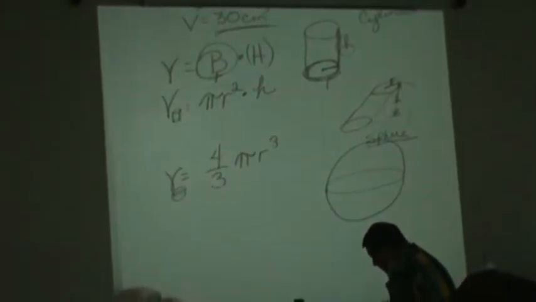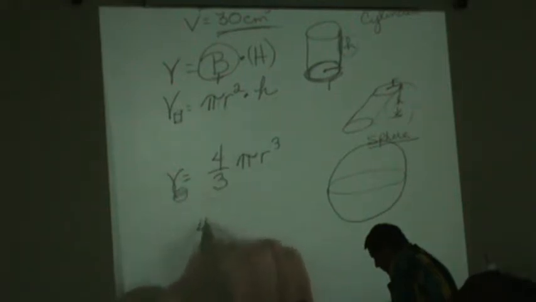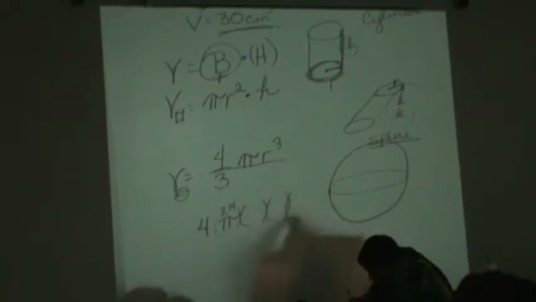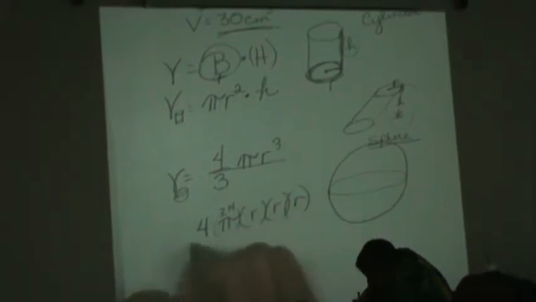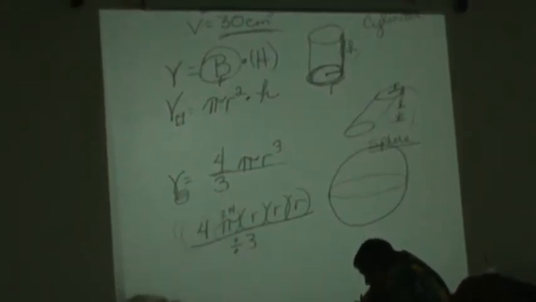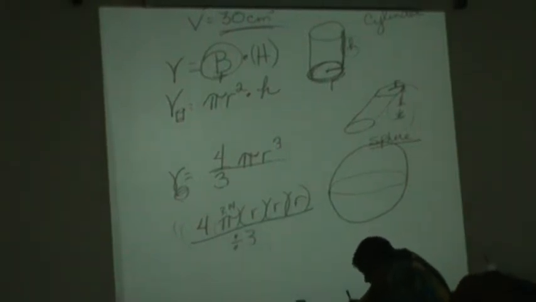Okay? This isn't 3/4. Don't turn it into 0.75. That's not 3/4. It's 4/3. That'd be 1 1/3. It's easier just to leave it like this and do 4 times the 3.14 times the radius 3 times, and then after you're done, divide by 3. That's how you do the 4/3. 4 times pi times radius times radius times radius, and then divide by 3.